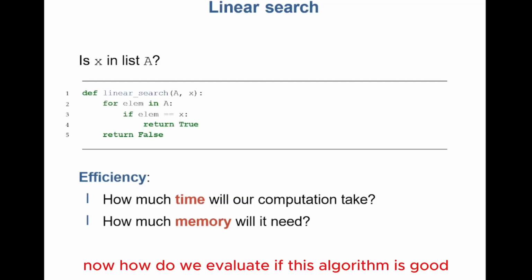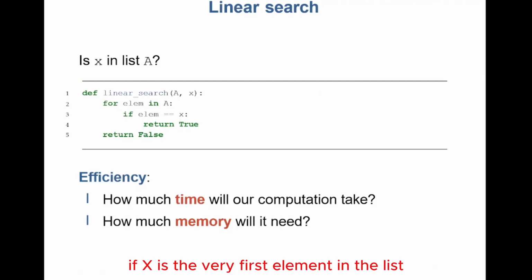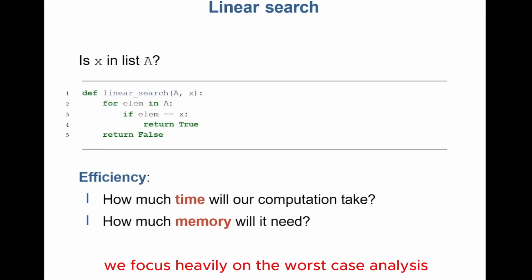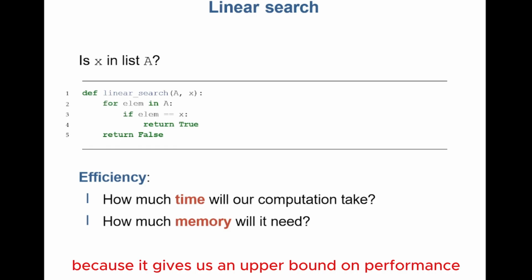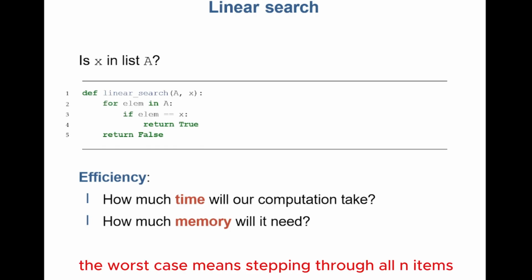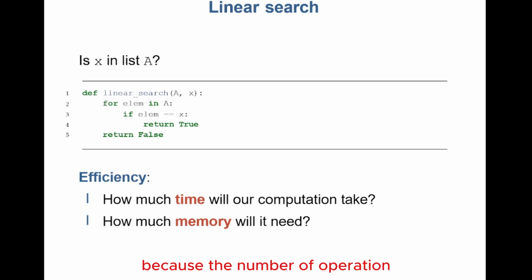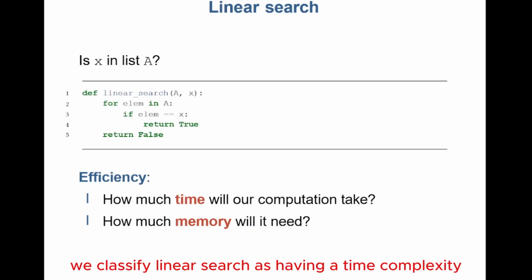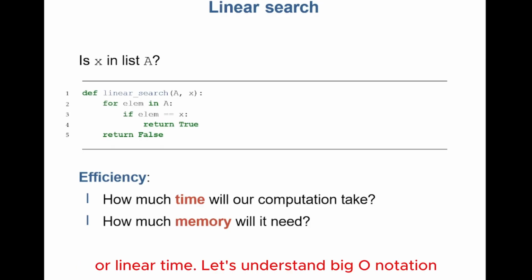Now, how do we evaluate if this algorithm is good? If X is the very first element in the list, the program finishes instantly, and that's our best case. But as computer scientists, we focus heavily on the worst case analysis because it gives us an upper bound on performance. For a list of size n, the worst case means stepping through all n items. Because the number of operation steps grows in a direct straight line alongside the size of our input, we classify linear search as having a time complexity of O(n) or linear time.